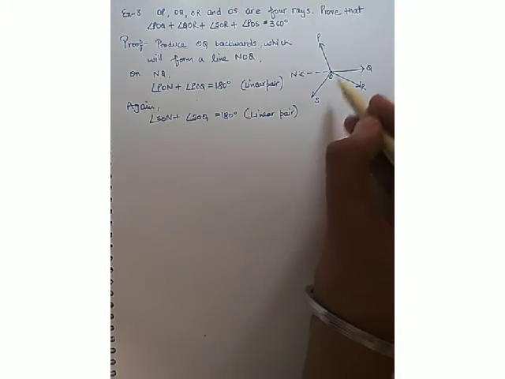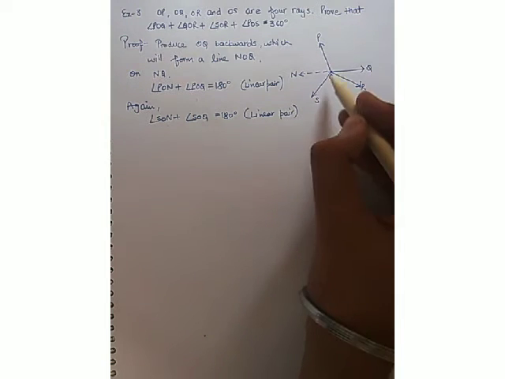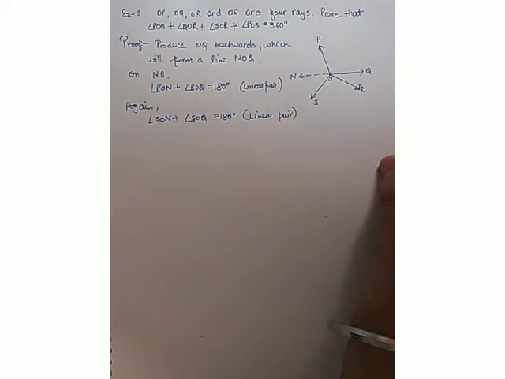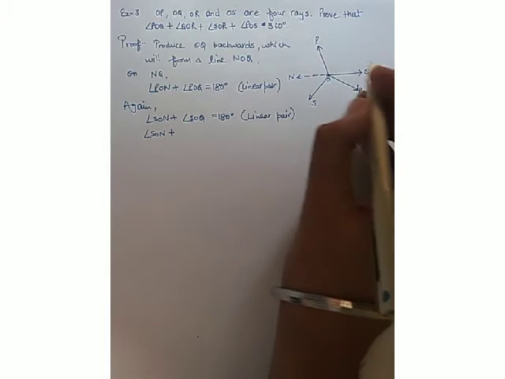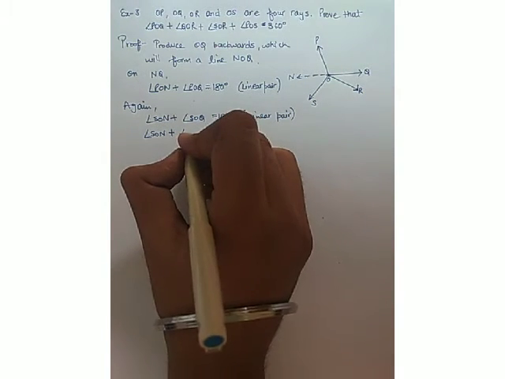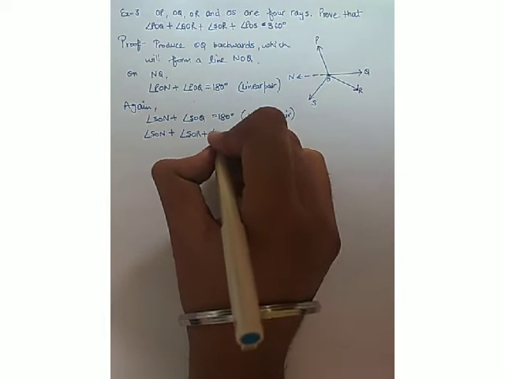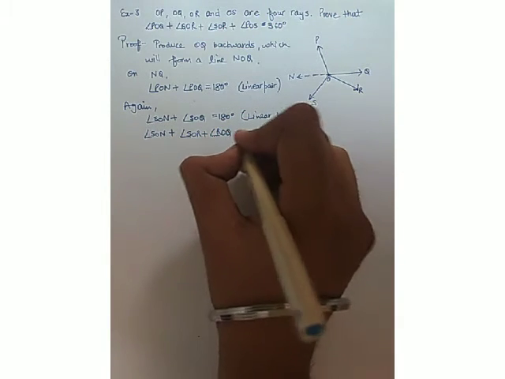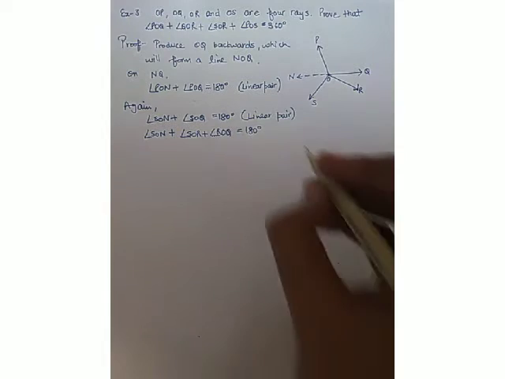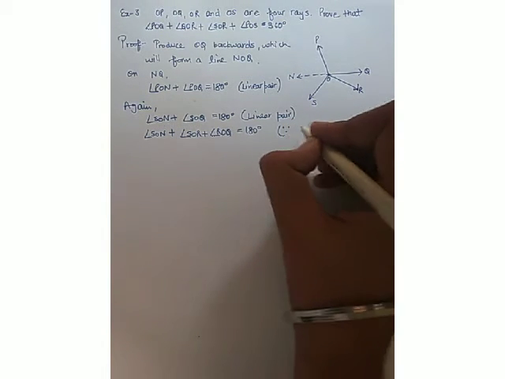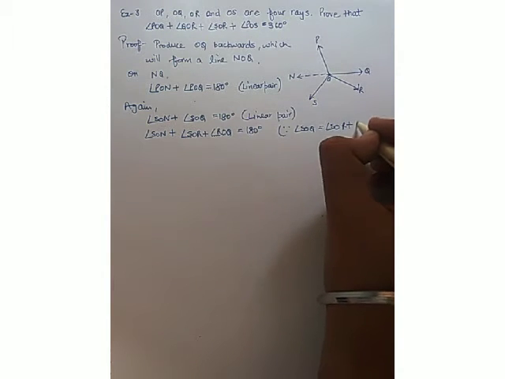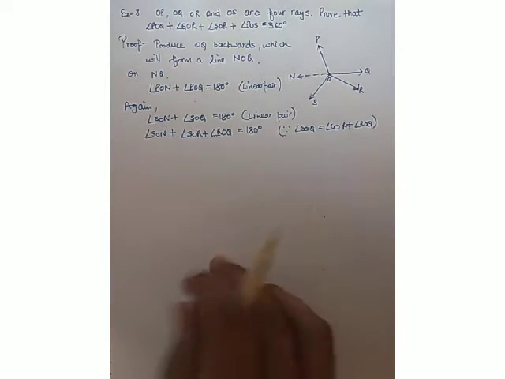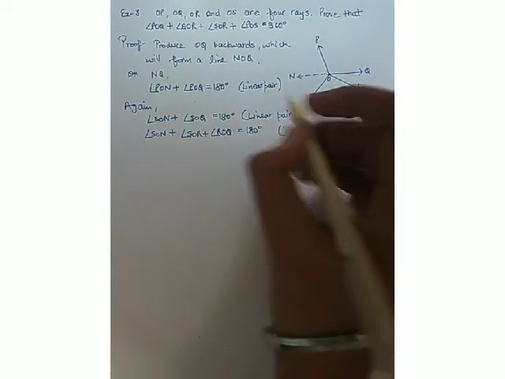Now SOQ can be expanded and written as SOR plus ROQ, because it's the sum of two angles given. So we will write angle SON plus SOQ will be split, and SOR plus ROQ will be written in place of that. Angle SOR plus angle ROQ is equal to 180 degree, because angle SOQ is equal to angle SOR plus angle ROQ. Okay, so it's clear. So now we have two equations.